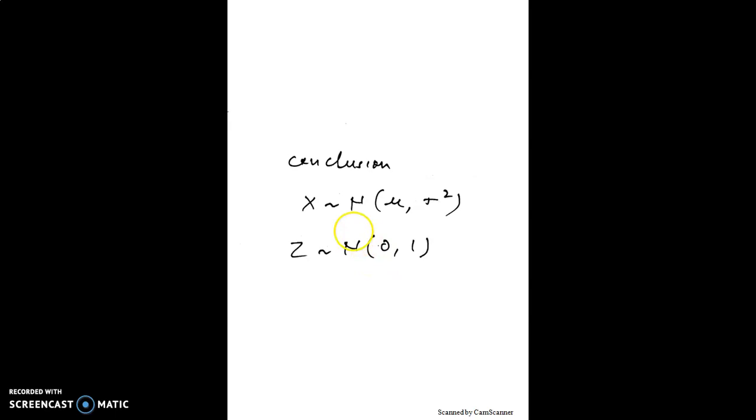So we can conclude that x is normally distributed with parameters mu and sigma square, or with mean mu and variance sigma square, and z is normally distributed with mean 0 and variance 1.